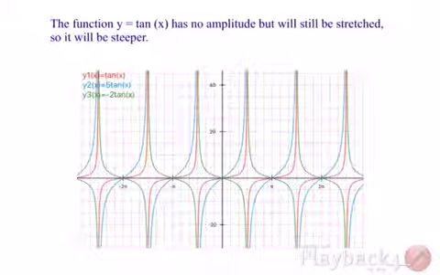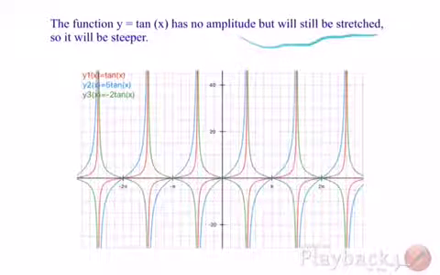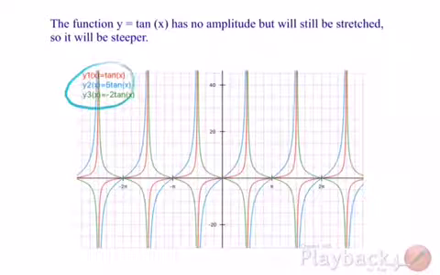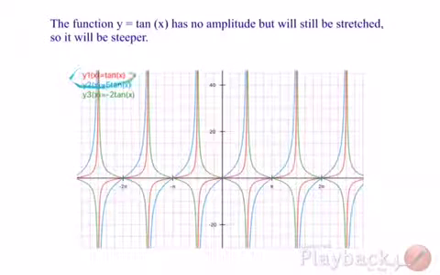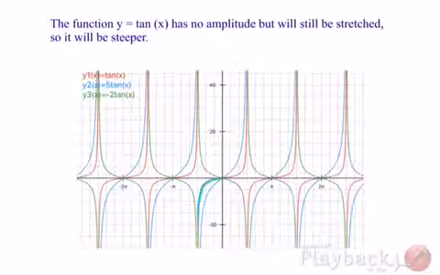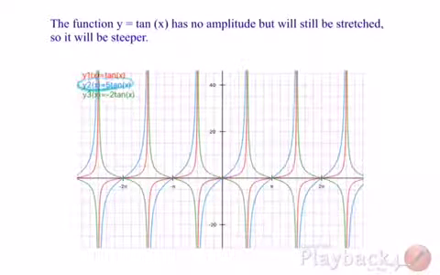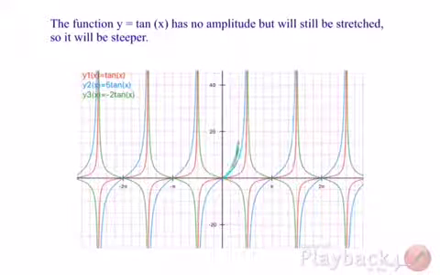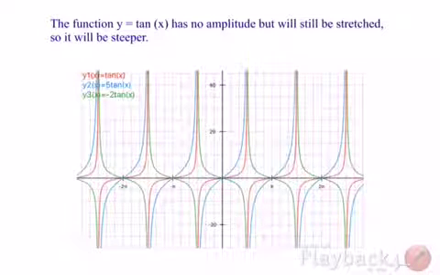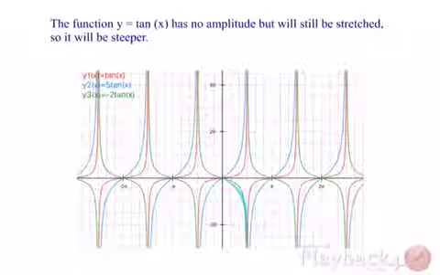The function y equals tan x has no amplitude, but it will still be stretched, so it will still be steeper or else compressed. My original is the red one, and my red graph looks like this. If I have a 5 as my number in front of the tan, then that's going to make it steeper. So you can see that this blue line gets steeper much quicker than the red one. And the green is reflected about the x-axis, so it's going down the other way.